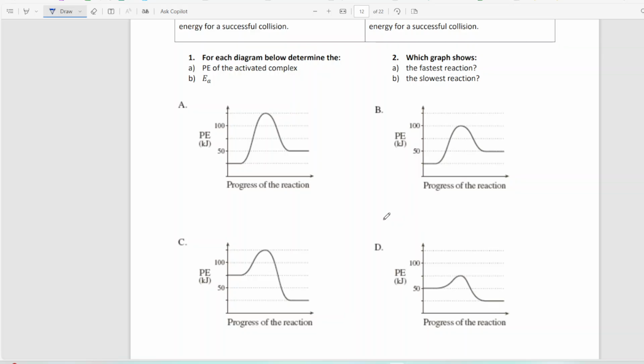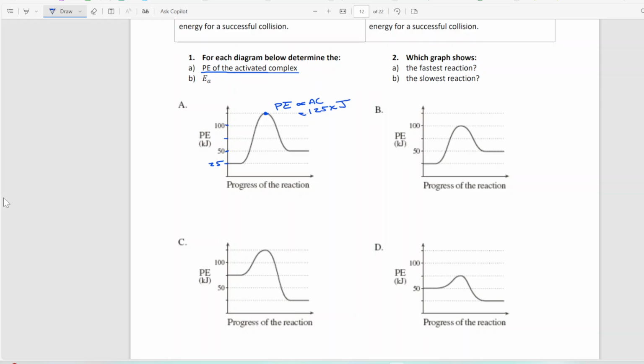So I've got 4 pictures here, and I want you for each diagram below to determine A, the potential energy of the activated complex, and B, the activation energy. So for the first part, the potential energy of the activated complex, it's simply the amount of energy here. We're just going to say AC, and this one's going to be 100. Now let's figure out our scale. So there's a line, line, line, line. So 2 lines to get to 50 means that each one is worth 25 kilojoules. So the potential energy of the activated complex for this potential energy diagram would be 125 kilojoules.